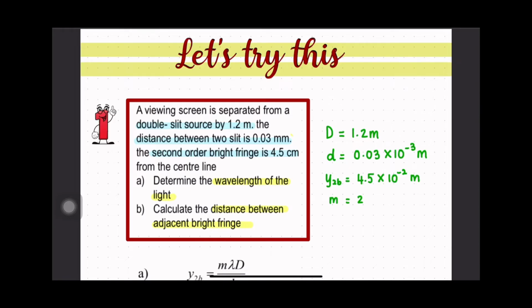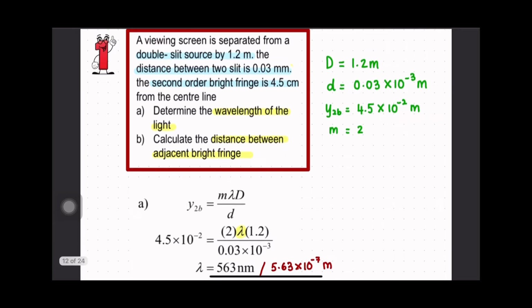Okay, let's try this first example. We have a viewing screen separated from a double slit source by 1.2 meter and the distance between two slits is 0.03 mm. So the second order bright fringe is 4.5 cm from the center line. Center line lah. So case you ada center bright, jangan risau. A, determine the wavelength of the light and calculate the distance between adjacent bright fringes.